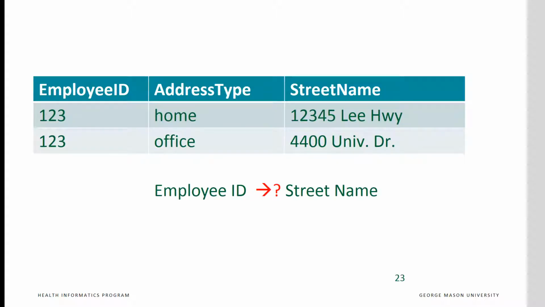In this example, ask yourself if street name is fully functionally dependent on employee ID. Well, it is not. If we know the employee ID, we still do not know where he lives. We would need to know both employee ID and address type to know where he lives.